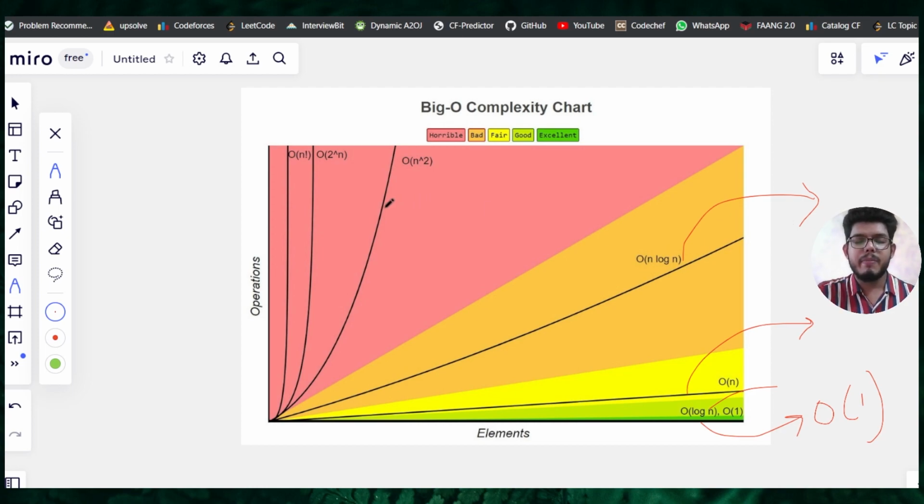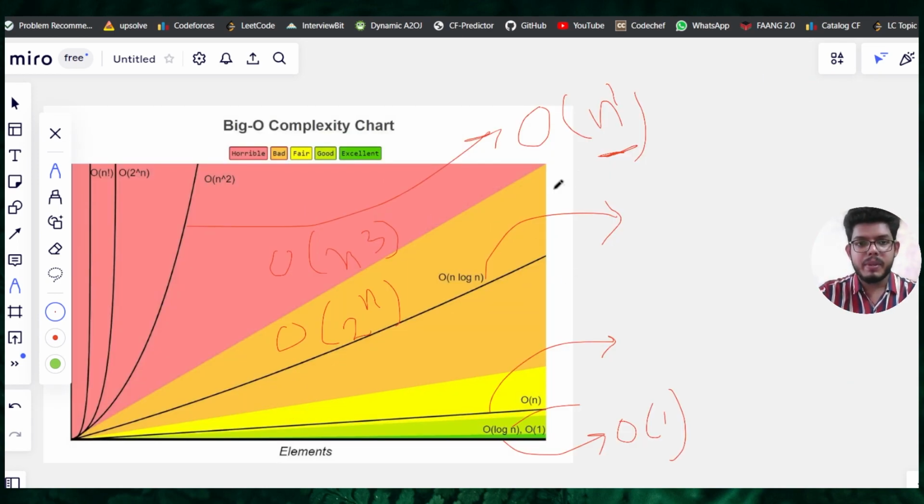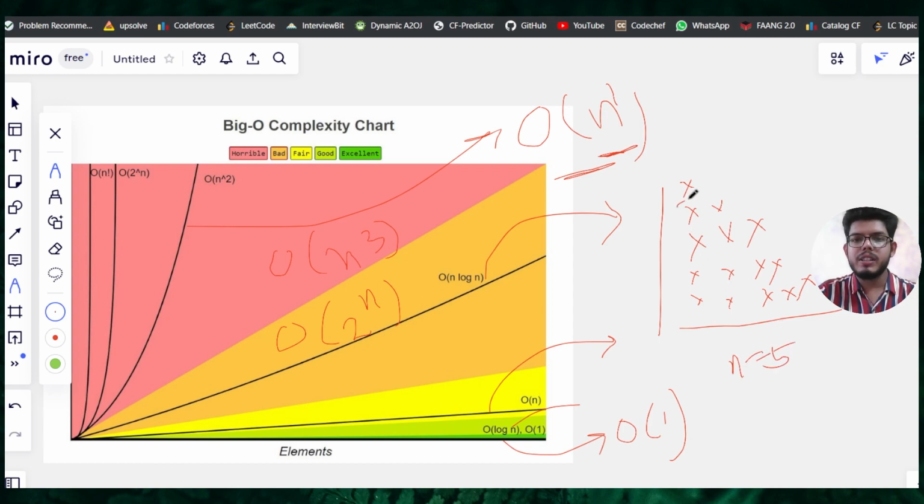Then we have the basic O of n squared time complexity. It is a bad time complexity. In order to give an example of this n squared time complexity, I will be making use of a problem. So suppose you have to print this pattern, right? Let's say you have 5 rows and 5 columns. Okay, so you have 5 rows and 5 columns for this pattern. So n would be 5 here, and you have to print all the stars, right?